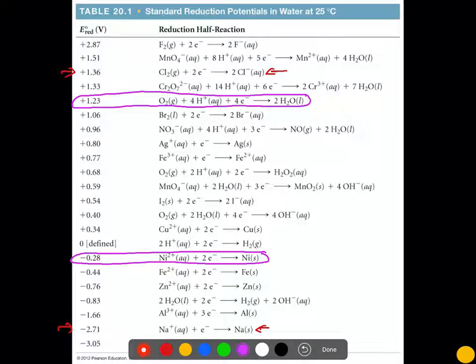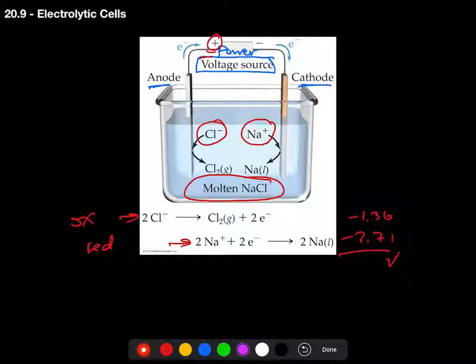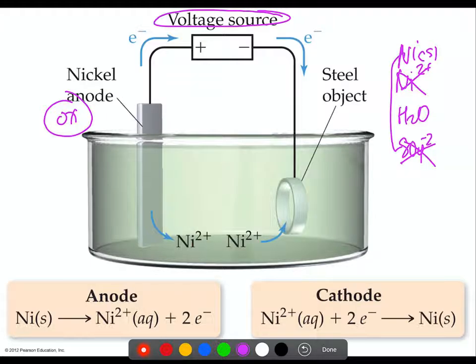So in terms of oxidation processes, we can have solid nickel being oxidized, or we can have water being oxidized. This is going to have a value of negative 1.23. This is going to have a value of plus 0.28. So in terms of which of those is easier or more likely to happen, it's going to be this one. Does that make sense? So if we go forward 2 slides, that is indeed what happens. All right.